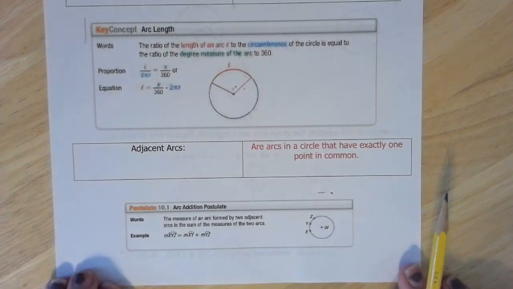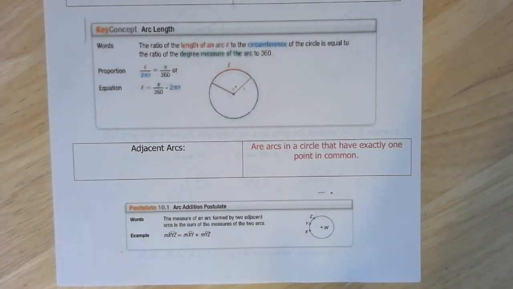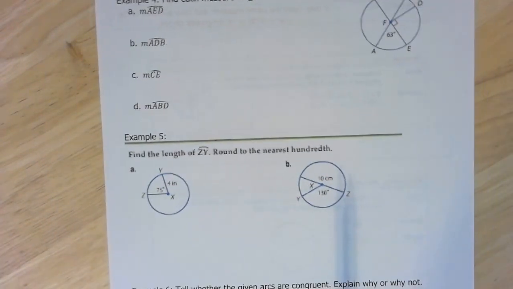All right, adjacent arcs are arcs in circles that have exactly 1 point in common. And when you have that 1 point in common, you can use the arc addition postulate. The measure of an arc formed by two adjacent arcs is the sum of the measures of your two arcs together.